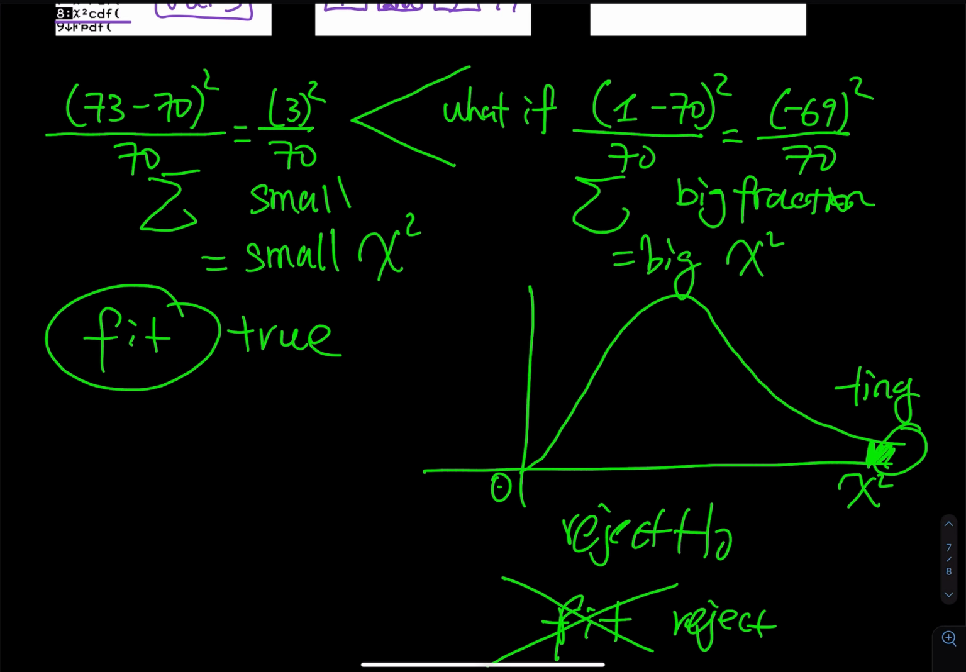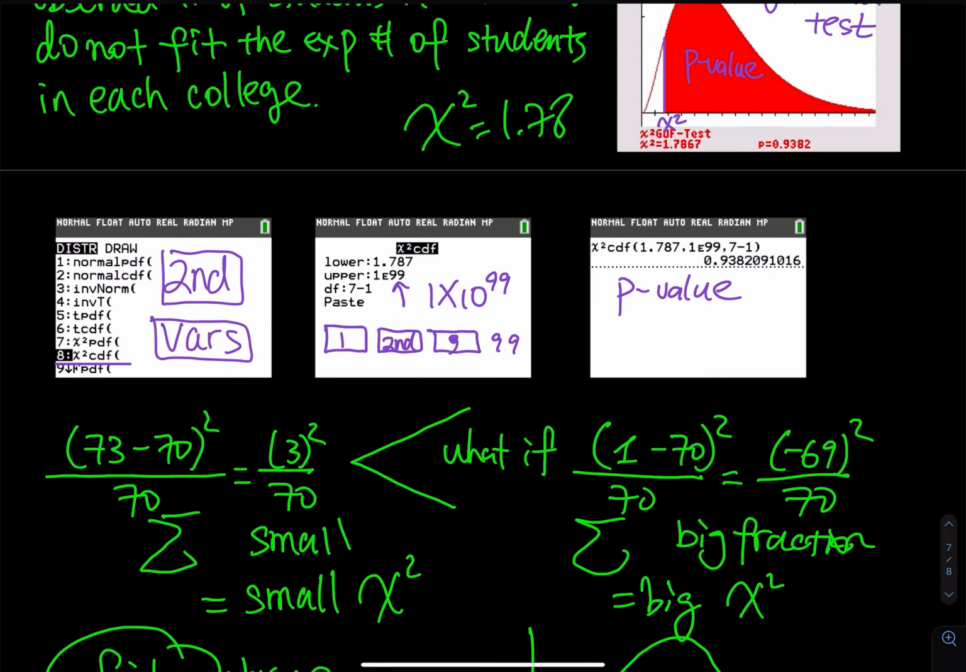Okay, back to the p-value. You already have the p-value, right? So how do you find that manually? To find the p-value manually, you hit the second key and then the VARS key. You select chi-square CDF. That is for cumulative density function, meaning finding the area under the curve. The lower limit is the chi-square. The upper limit, I use 1 times 10 to the 99. To type that, you type a 1 and then second comma. The comma key is right below the SIN key. Then you type 99 and then degree of freedom, 7 colleges minus 1, and then you paste. You have the full command on your home screen. Click enter to get the p-value.